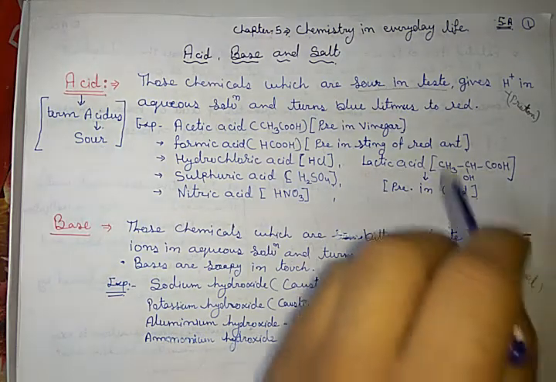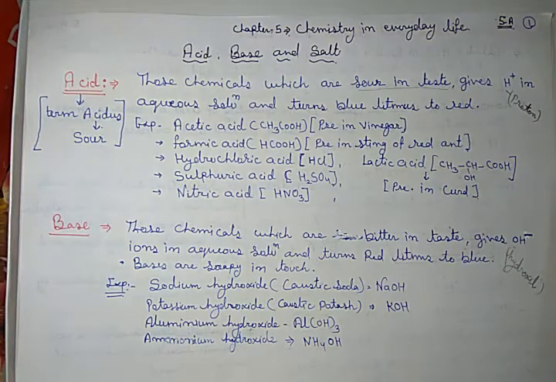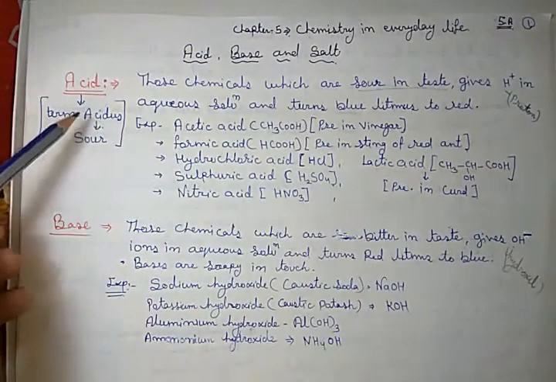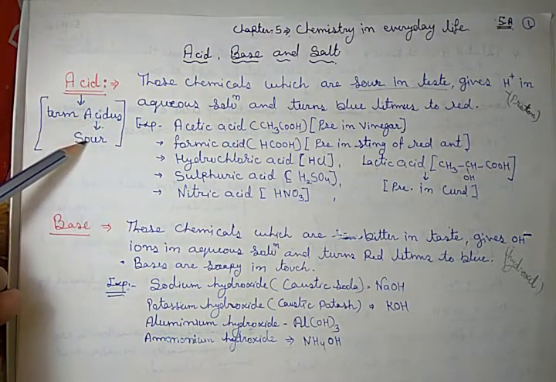In today's class, I am starting chapter number 5, that is chemistry in daily life. And in today's topic, we will discuss some general information about acid, base, and salt. Now, our first topic is acid. Acid is a term derived from a Latin word acidus, which means sour.